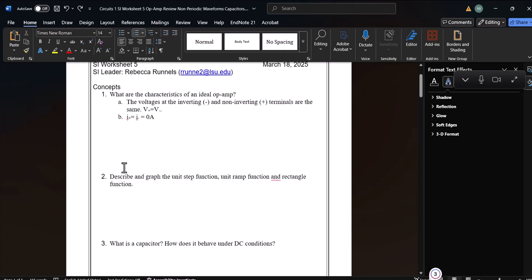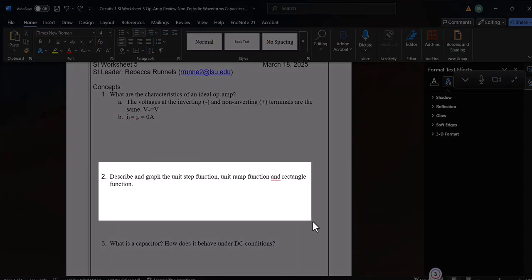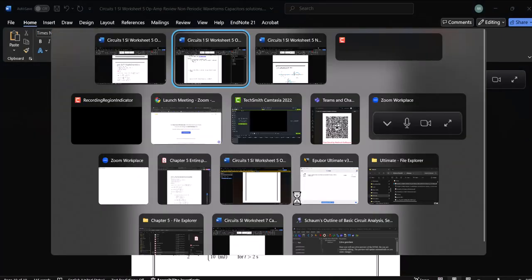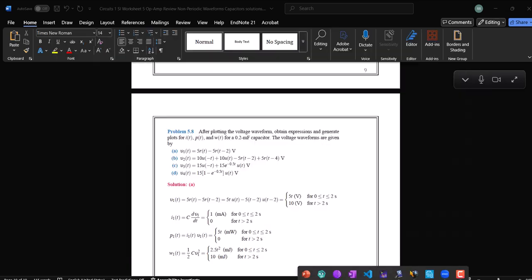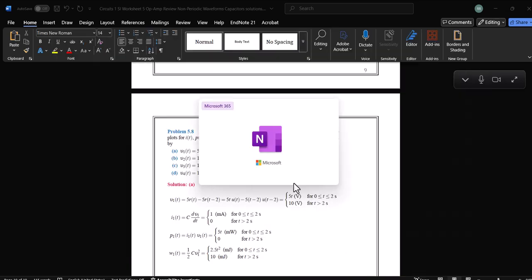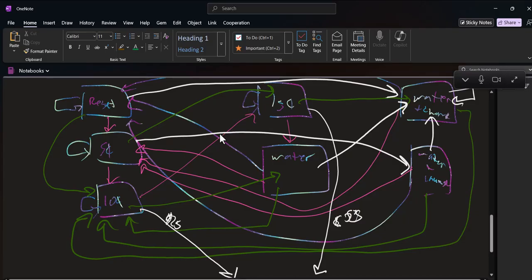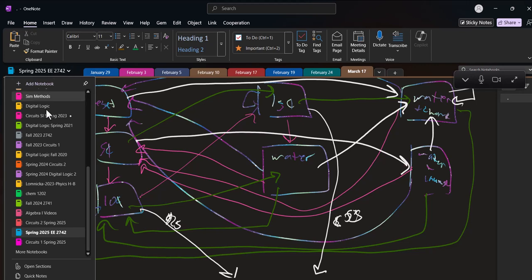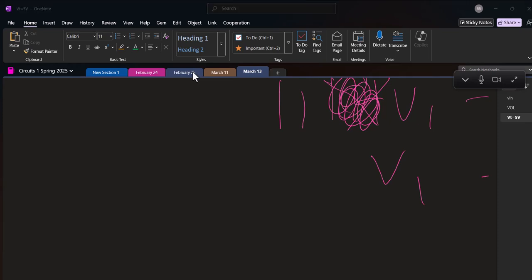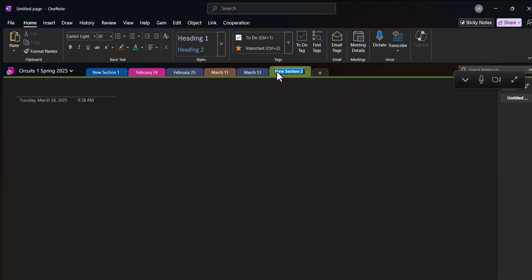All right. So let's go on to number 2. So these are these non-periodic waveforms that start the chapter that y'all are working on now. And these functions have different names in addition to the ones that are used here. And off the top of my head, I can't think of the other name for the unit ramp function, but I know it has one.